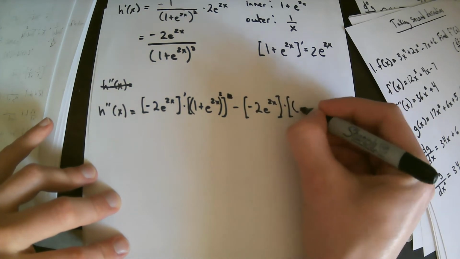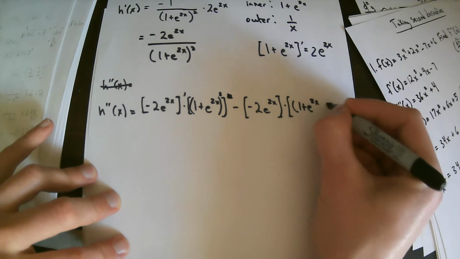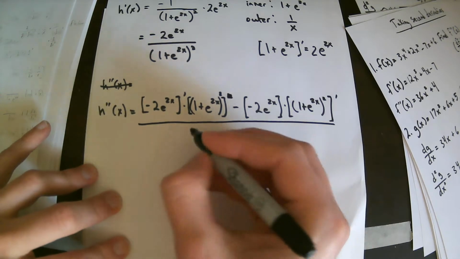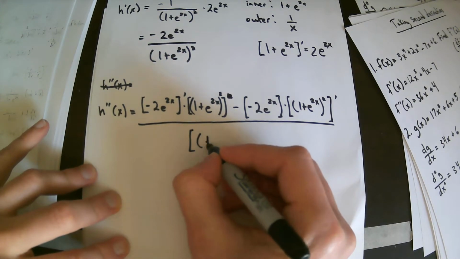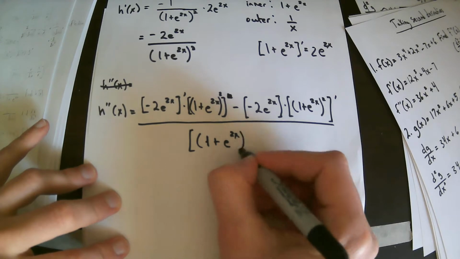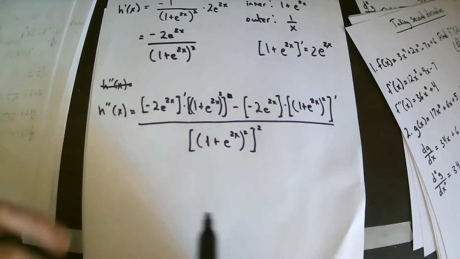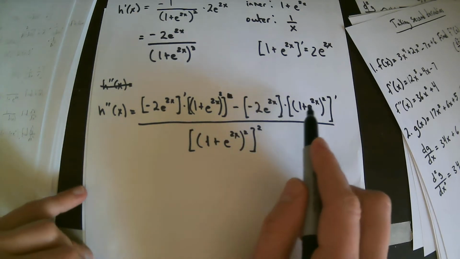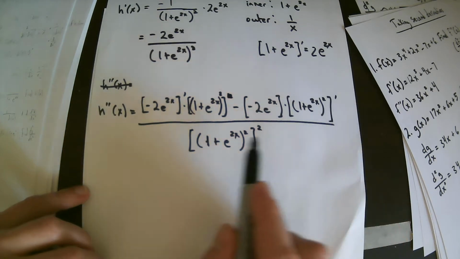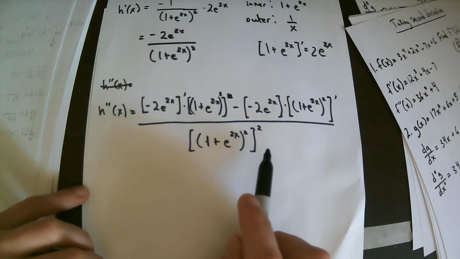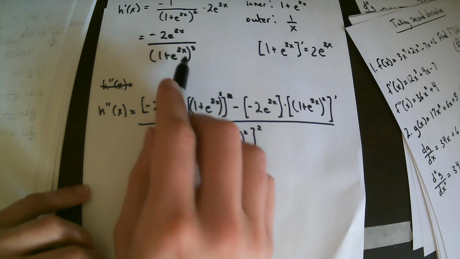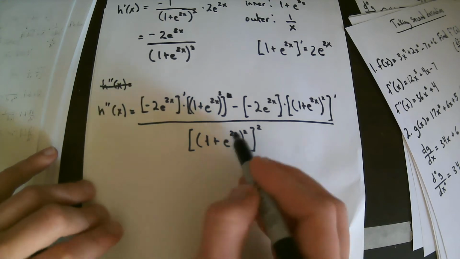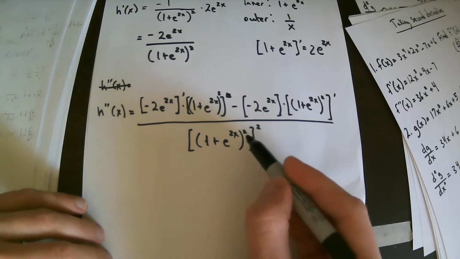Okay. 1 plus e to the 2x squared, derivative of that, all over 1 plus e to the 2x all squared. So derivative of the first times the second minus first times derivative of the second all over the denominator squared. Now the denominator is already squared, so all that's going to happen down here is this exponent's going to turn into a 4. If you're squaring something that's already squared, the exponent will just turn into a 4.